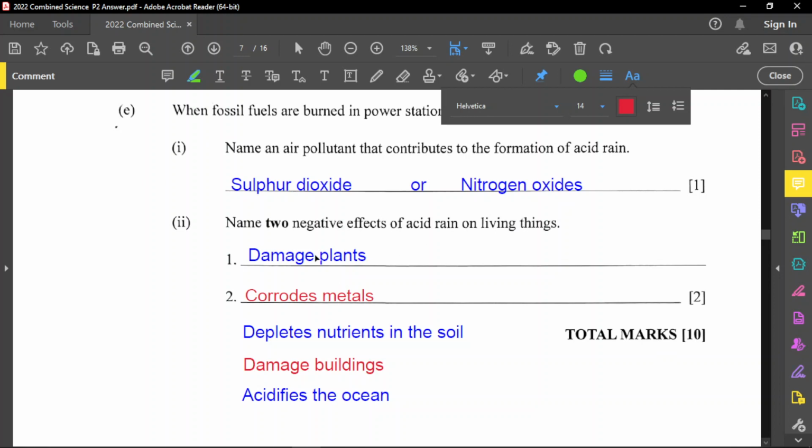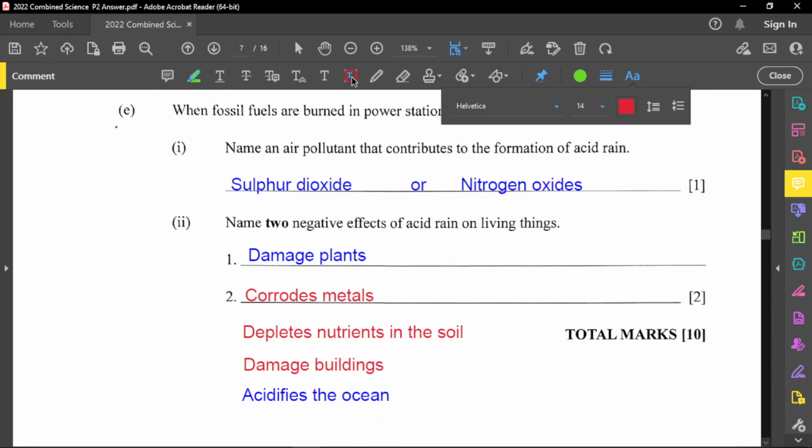So looking for the living things, one is that you can have damage to plants. You may have depleted nutrients in soil, that's another one which is not on living things. So generally, you may have damage to the organism or living things. You may also have the destruction of their skin, or the exoskeleton.